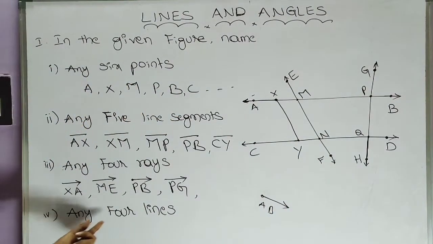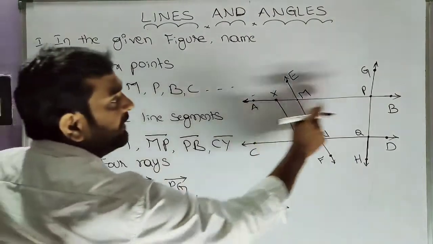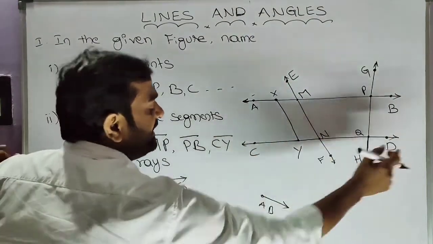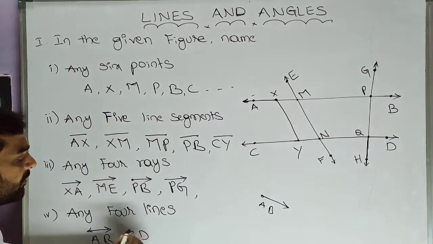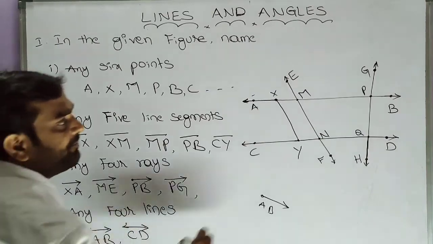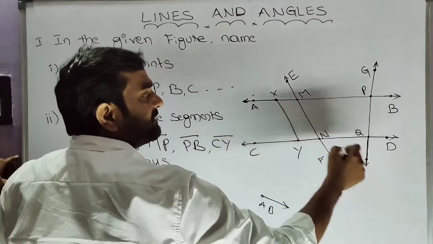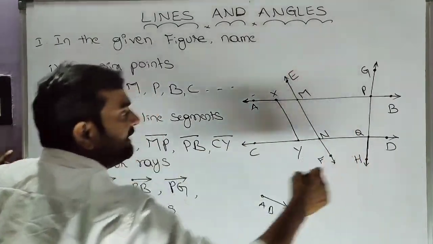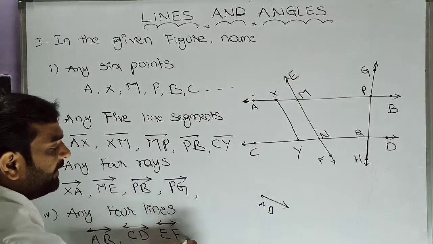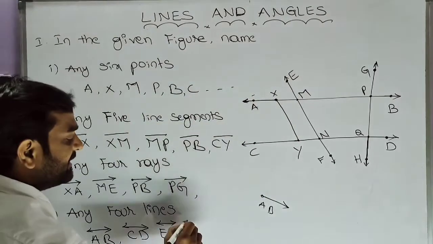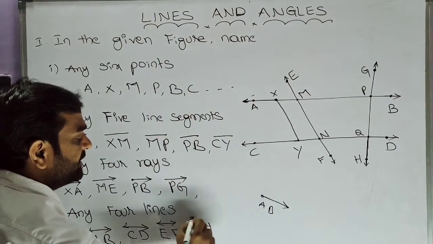And any four lines. Listen. AB line, CD line, and another one, EF line, and another one, GH line.